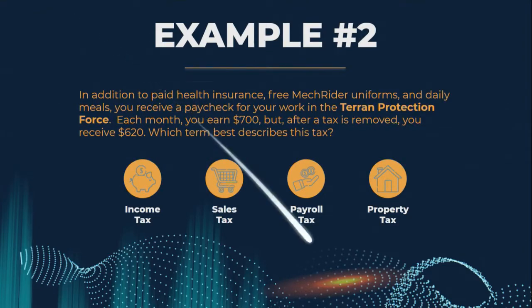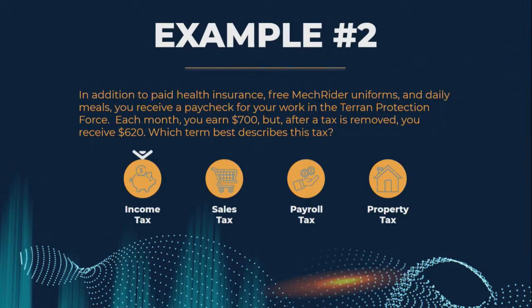Well, honestly, when you're talking about how much money that you actually get in your check, you're talking about several different things coming out of your paycheck. But let's keep this simple, all right? So you earn $700, but you're only going to get $620, and they took a tax out. So money that you earn, that's your income. All right, so that's an income tax. They took money out, it goes to the government, and you get less than what you earned.